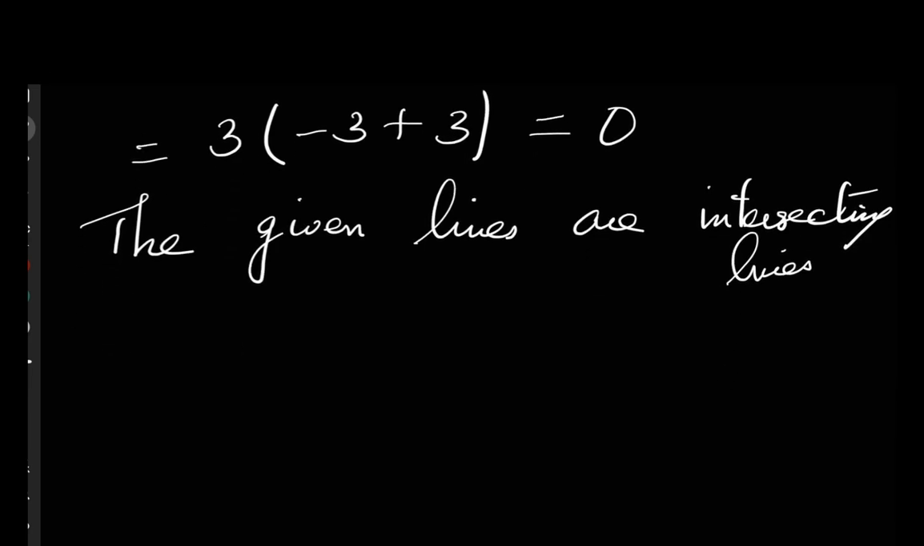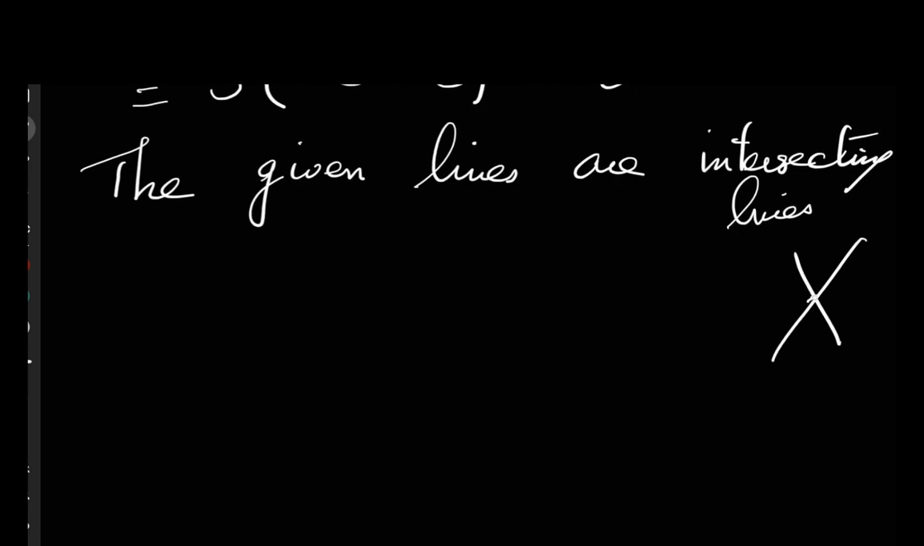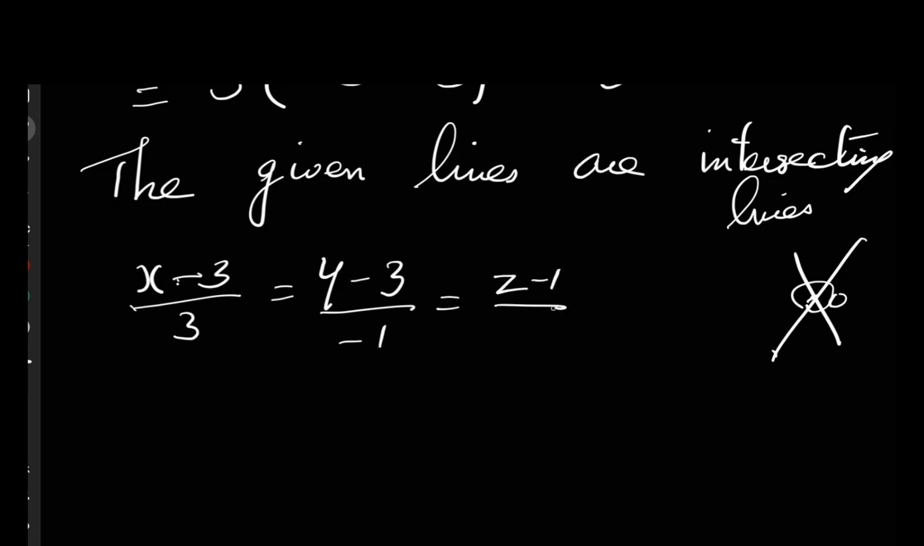Intersecting lines means they intersect at a point. So the two lines intersect at a point. Now we have to find the intersecting point O. For that, you have to find the point on the two lines so that both points are the same. So (x minus 3) by 3 is equal to (y minus 3) by minus 1 is equal to (z minus 1) by 0. Let me take that as some t.